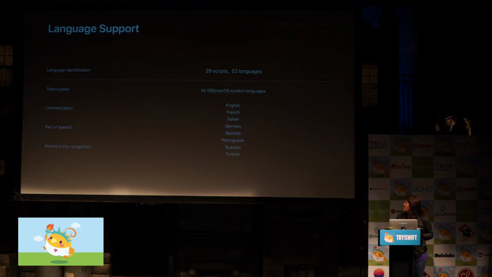So I have a chart here, which may be a little small, but the more fine-grained tasks, such as lemmatization, part of speech, and named entity recognition, are actually limited to, I think, 8 languages, but I'm hoping that they'll expand that in the future.